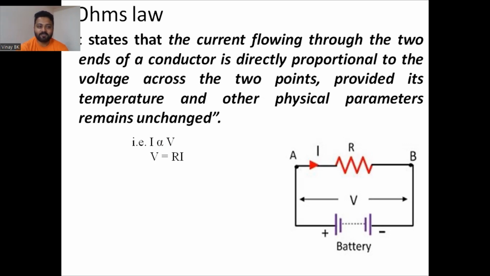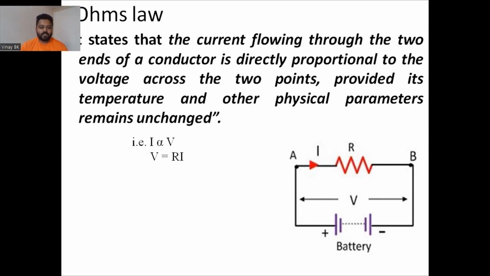So according to the textbook, it states that the current flowing through the two ends of a conductor, now a resistor is a conductor, is directly proportional to the voltage across the two points, provided its temperature and other physical parameters remain unchanged. That is nothing but I is directly proportional to V.